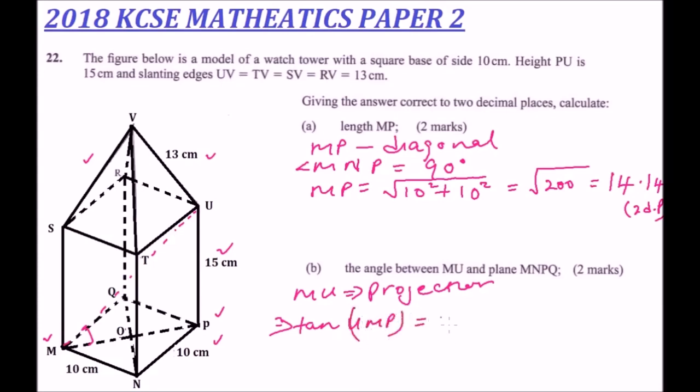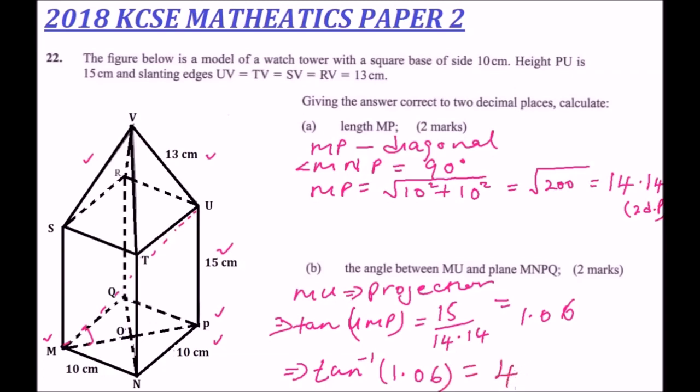tan of UMP is equal to 15, that is this length, this is the height, over MP, which we had calculated above, so it is 14.14, and using a calculator you get 1.06, implying that tan inverse of 1.06 is equal to, the angle is 46.69 degrees. So that's how you work out that, and you earn yourself 2 marks, and 2 marks in A, so those are 4 marks.